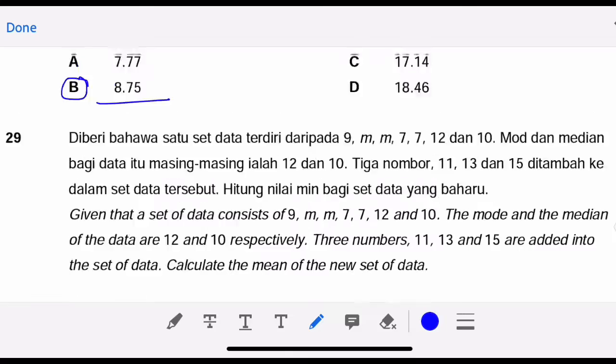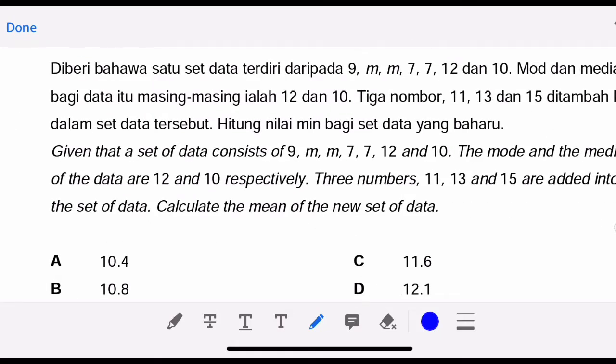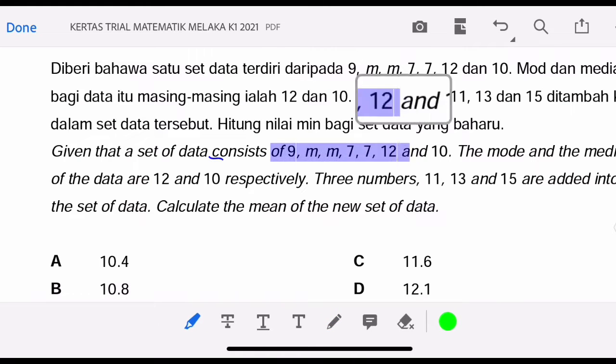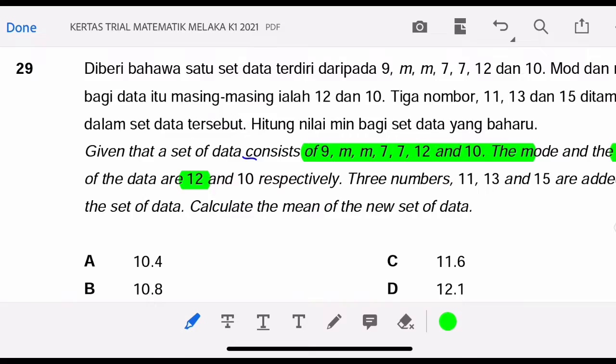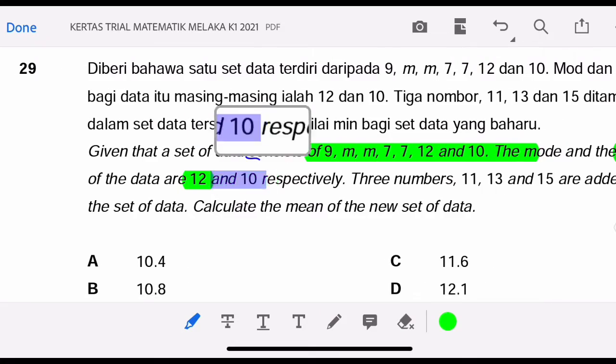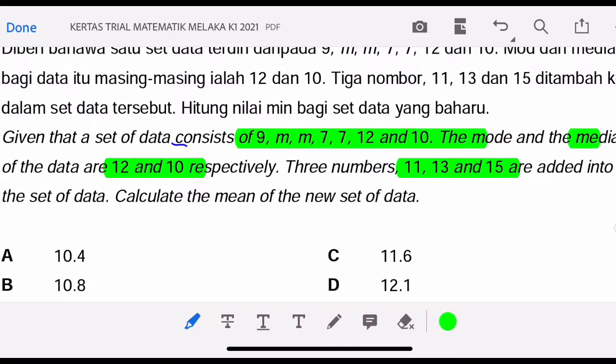Alright, let's proceed to question 29. Given that a set of data consists of 9, M, 7, 12, 10. The mode and the median of the data are 12 and 10. They give you mode 12 and median 10. 3 numbers 11, 13, 15 are added. Calculate the mean of the new set of data.